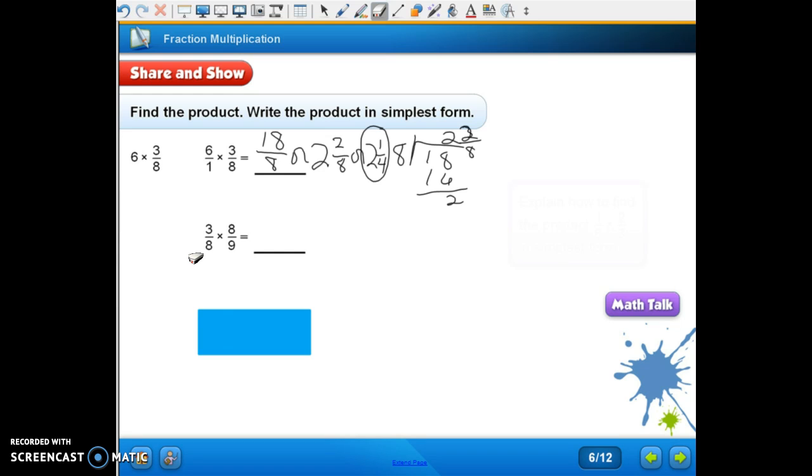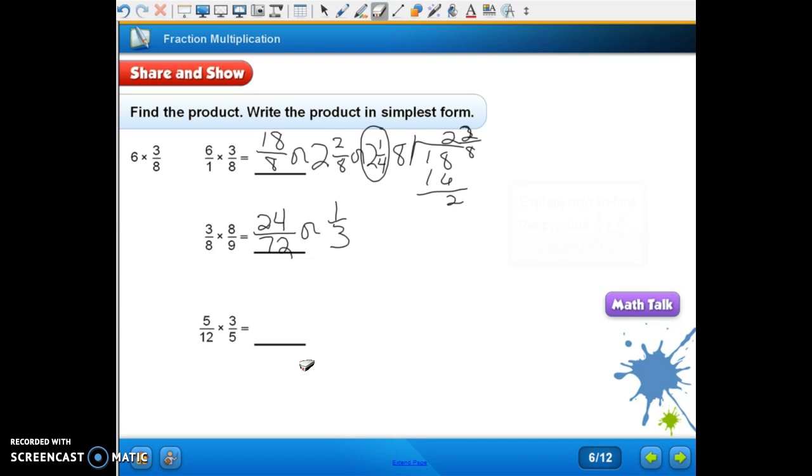Okay, you should have stopped the video. Now you're coming back to check your answer. 3 times 8 is 24. 8 times 9 is 72. And 72 can be divided by 24. So it could be 4 1/3.